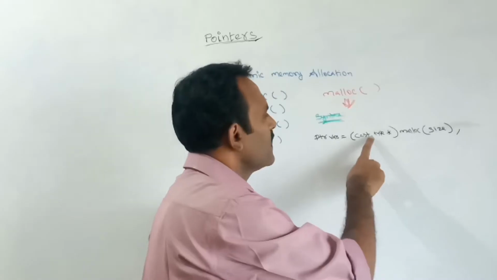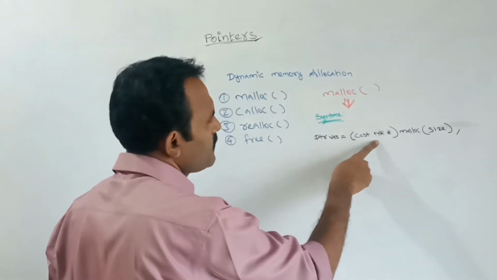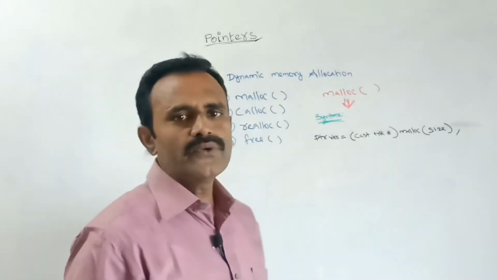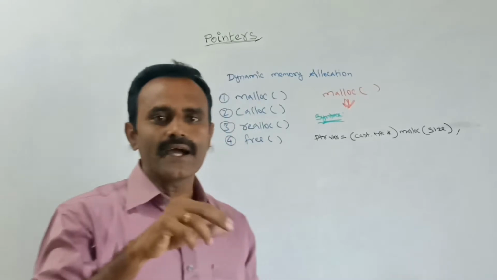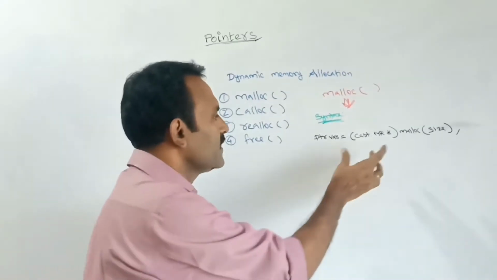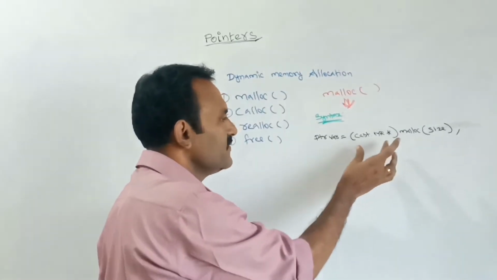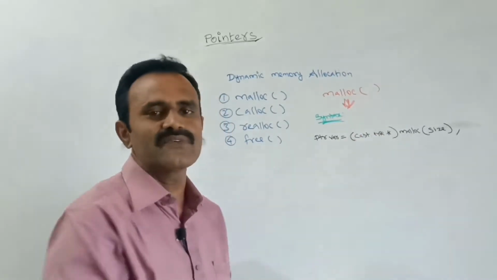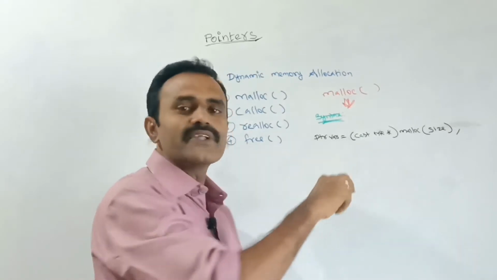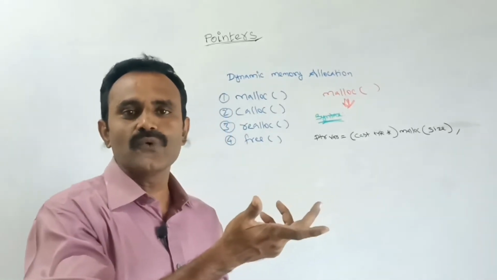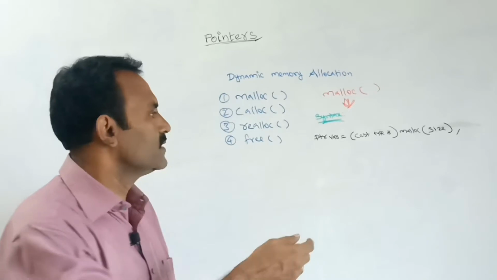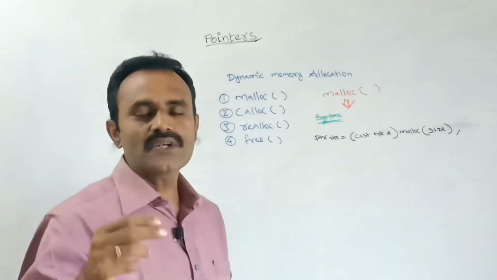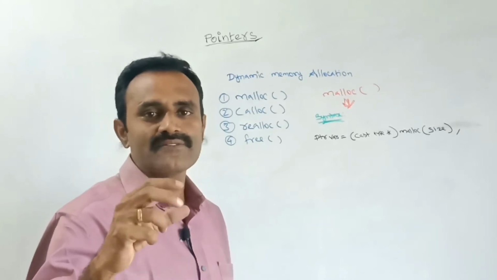What is the cast type? This is an explicit typecasting, that is a conversion based on what kind of data we are going to store in the allocated memory. If it is integer data type, you should use integer; float means float; character means character. Before that, we should say what kind of data we are going to store in that memory location. Next, Malloc is the function. Next, the size, the total size of the allocation for that memory.